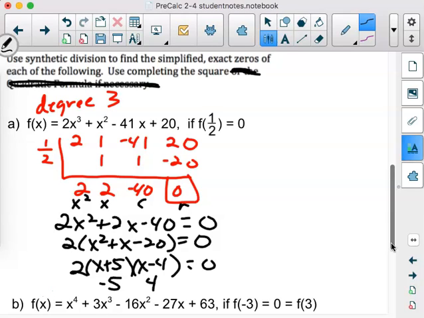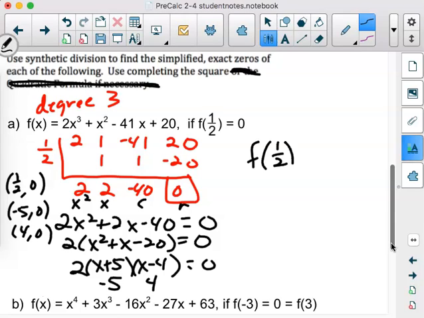Now, here's where you impress the person that's writing this test. If you write down 1/2, 0, -5, 0, and 4, 0, that's an appropriate answer. However, best practice would be, because this problem was written with this new notation, we should use that new notation and say, all right, they gave me this one, and I found -5 and 4.